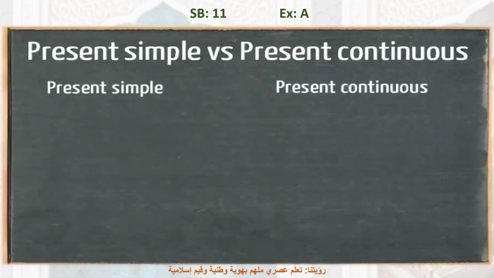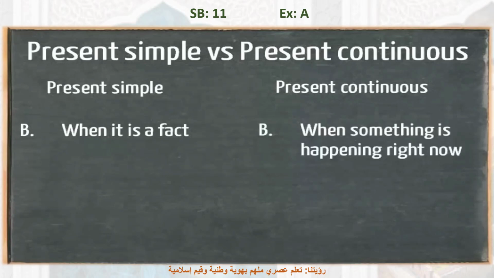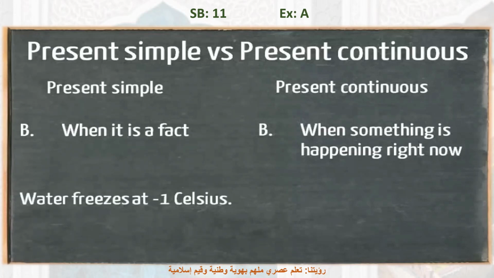The present simple is also used when talking about facts. The present continuous is used when something is happening right now. An example of the present simple here is water freezes at -1 Celsius. An example of the present continuous is the water is freezing. Look!